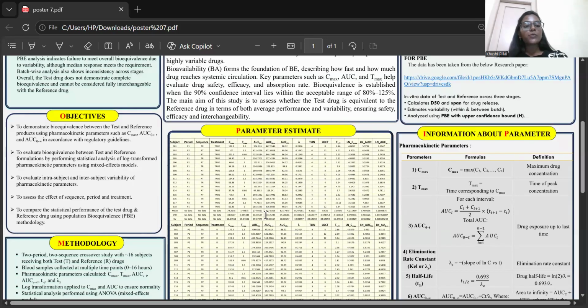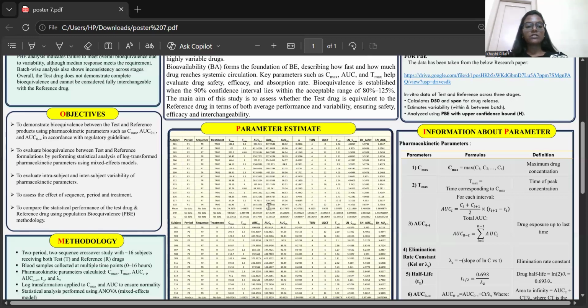To evaluate bioequivalence between test and reference drug using log-transformed pharmacokinetic parameters with mixed effect models to evaluate intra-subject and inter-subject variability of pharmacokinetic parameters, to assess the effect of sequence and period treatment, and to compare the statistical performance of the drug reference using population bioequivalence methodology.